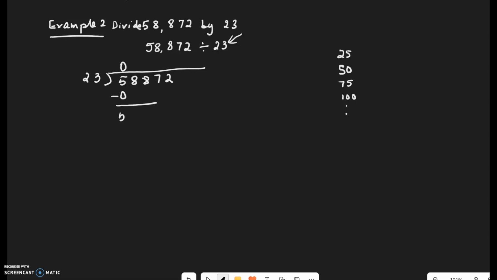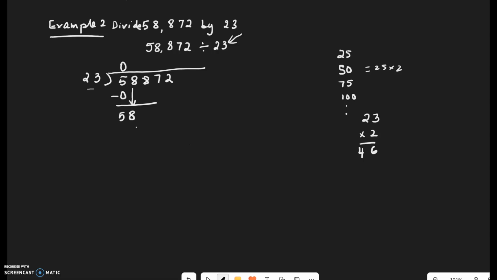5 minus 0 is 5. Immediately we bring the next digit down. And as soon as we bring the next digit down, again we ask ourselves, how many times does 23 go into 58? So 25 times 2 is 50. So 23 times 2 may be the best possibility.